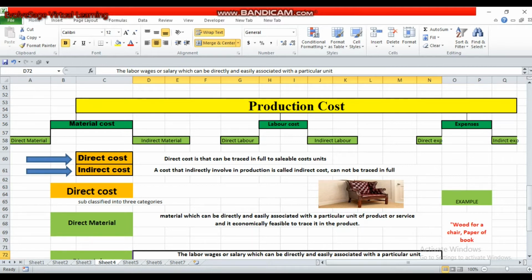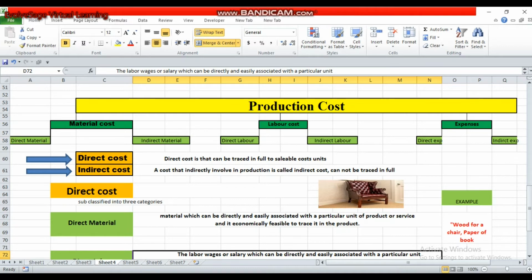So if we talk about this chair, there are two types of cost consumed in its production. We consume some wood, and it is easy for us to measure how much wood has been consumed in this chair. But if we talk about the glue consumed in this chair, it is not possible for us to measure how much glue has been consumed in this chair. So that cost will be called indirect cost.